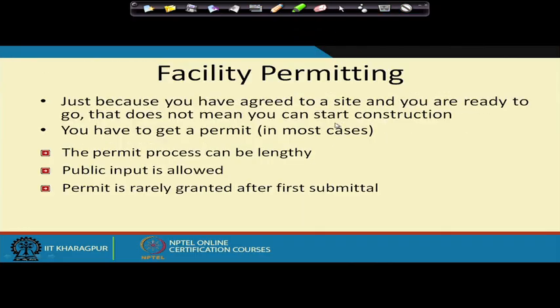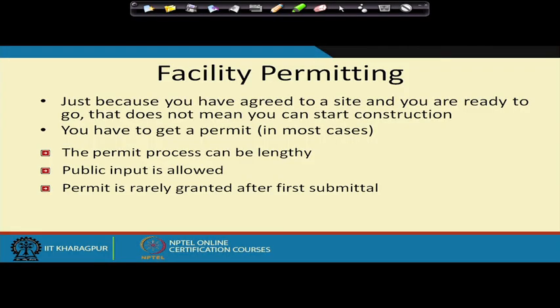Once the site has been selected, the next thing is the facility permitting. To build anything, you need to get a permit. So the next step is to collect the permit. Agreeing to a site and being ready to go does not mean that you can start the construction. You have to get a permit. So there is a permitting process.